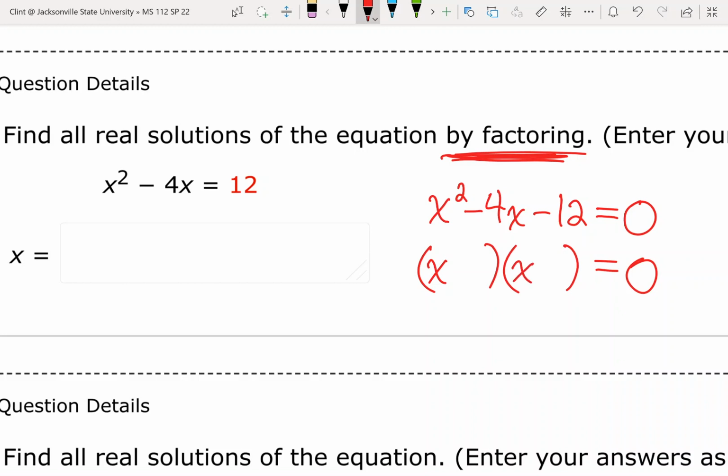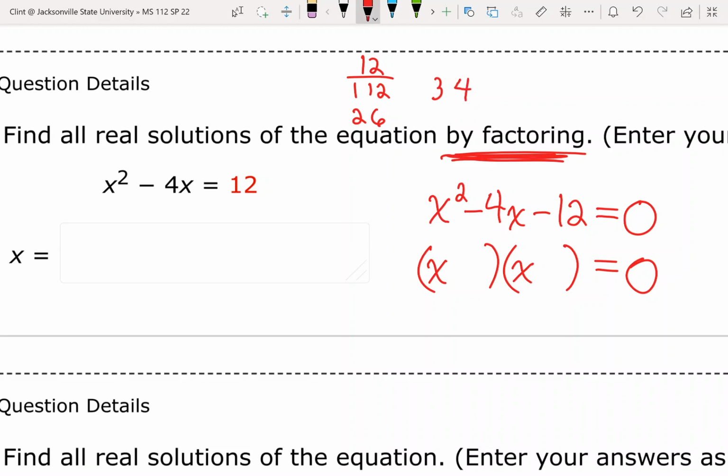Did you think of those? I think I've got them. Wait a second. Factors of 12. We got several. Now we got 1 and 12, 2 and 6, or 3 and 4.